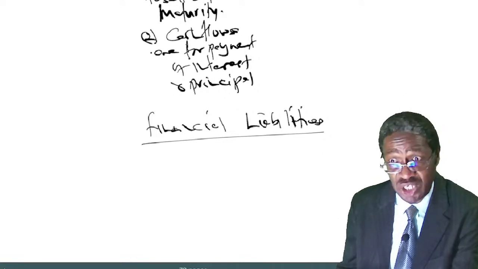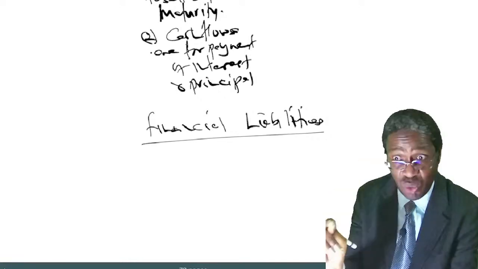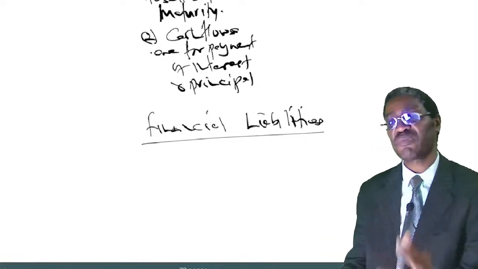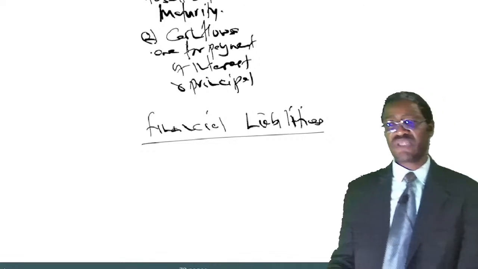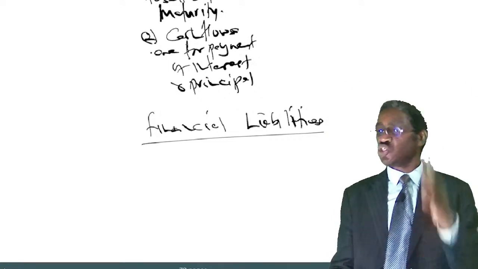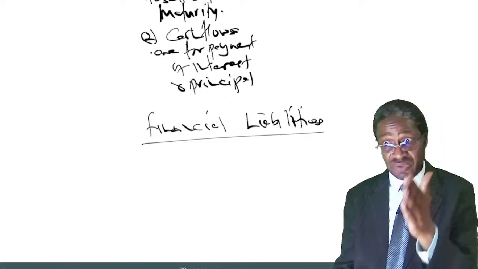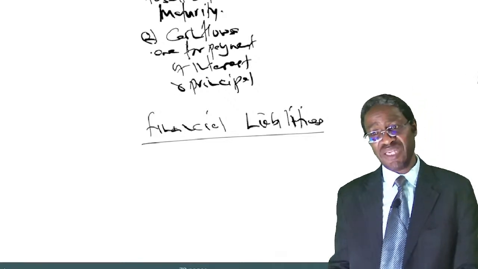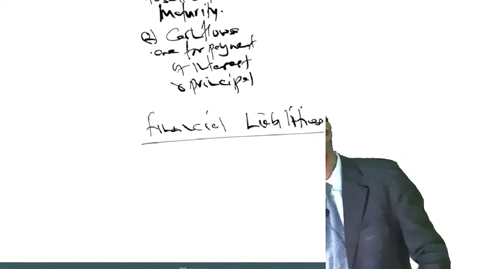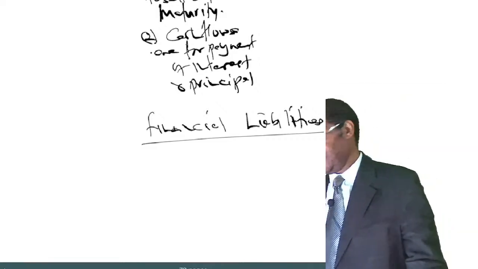Now, I've already mentioned that all financial liabilities are initially at fair value, and subsequently, I told you, at amortized cost, unless they are for what? For trading. So put down the statement: financial liabilities should initially be measured at fair values.